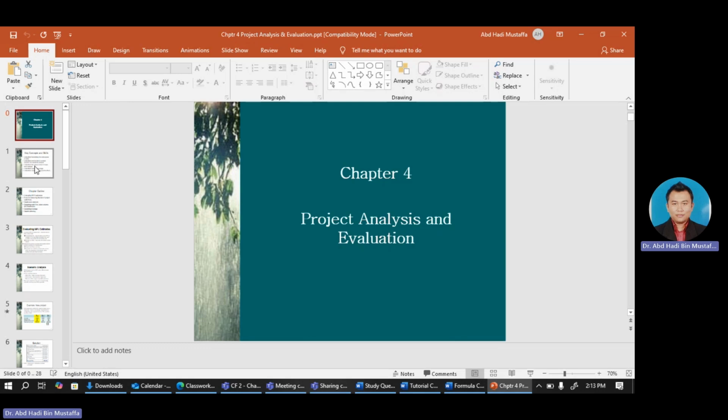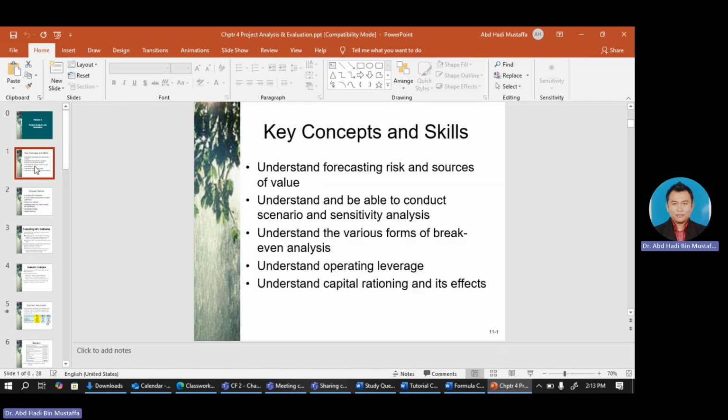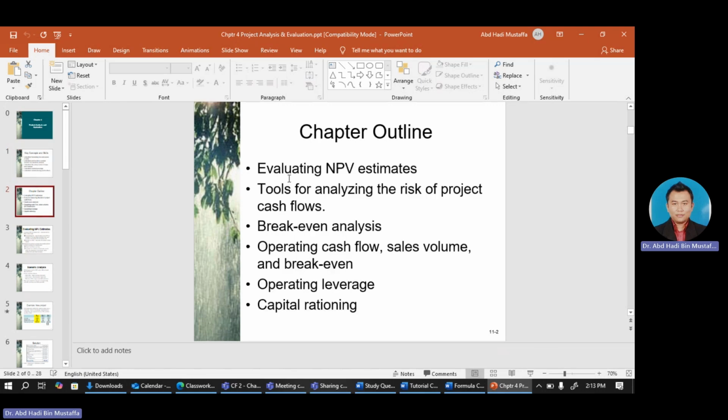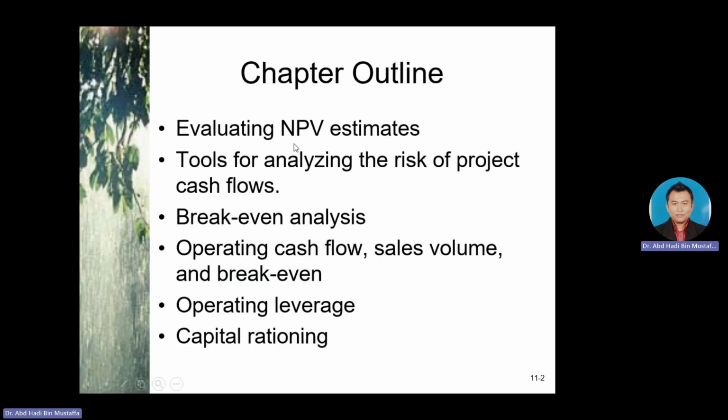Now let's move on to chapter 4, project analysis and evaluation. Basically, we want to analyze the project, whether the project is profitable or whether it can deliver losses. The most important indicator in project evaluation is net present value. If your answer for net present value is positive, there will be profit. But if your NPV is negative, that means it is losses. So it's a simple rule.